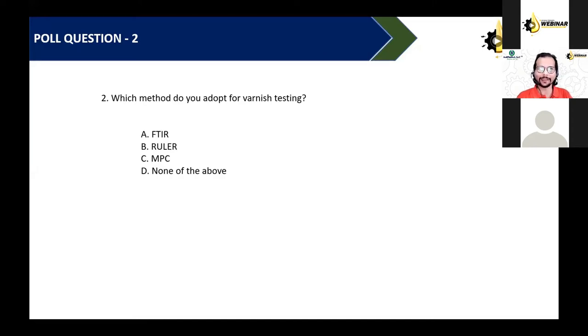So 46% are saying MPC, then second one is FTIR, and the third one is ruler. 6% they don't go for varnish testing. Certainly MPC is a very common method for varnish testing. Even FTIR and ruler can also detect varnish, but MPC is a common method and normally adapted across the industry. Even at our end, we do very frequent MPC during our R&D work, and to find a proper varnish removal solution. And we are happy to say that yes, we have that solution that is unique in the world. Next slide, please.